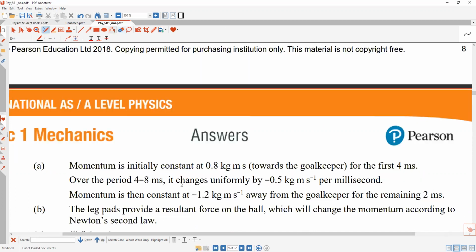The leg pad provides the resultant force on the ball. Basically, the ball hits the leg pad. There is an equal and opposite force due to Newton's third law, and due to Newton's second law, there is a resultant force. What does Newton's third law give? Equal and opposite force on both the bodies. And what does Newton's second law give? There is a resultant force on the ball.